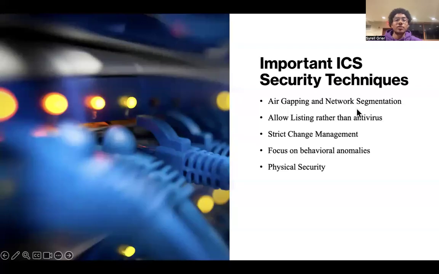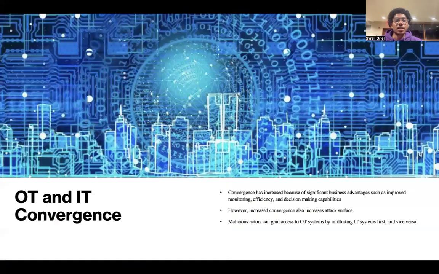So now I'll briefly cover IT and OT convergence as it is important to the modern OT environment. So convergence has increased because of significant business advantages such as improved monitoring, efficiency, and decision-making capabilities. However, this increased convergence also increases the attack surface because malicious actors can gain access to OT systems by first infiltrating the IT system and vice versa. So this is why network segmentation is so important in OT systems.